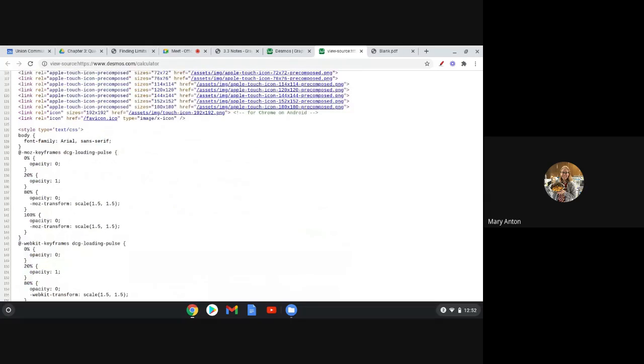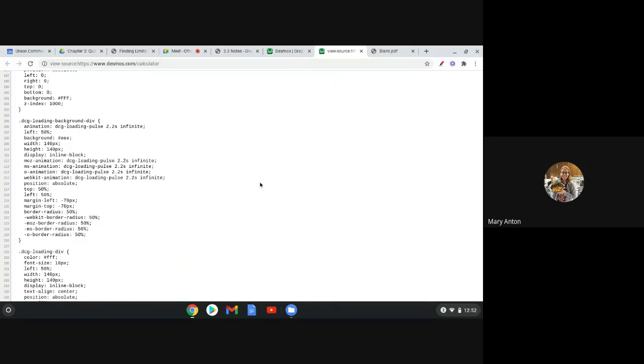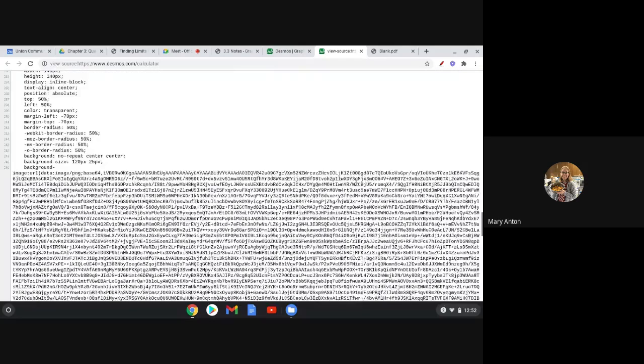What is this? Oh, it's the code. This is cool. Where's Caden? What's the code? I didn't know you could open up the code for Desmos. Yeah. That's a lot of code. Okay, I don't know what this is.